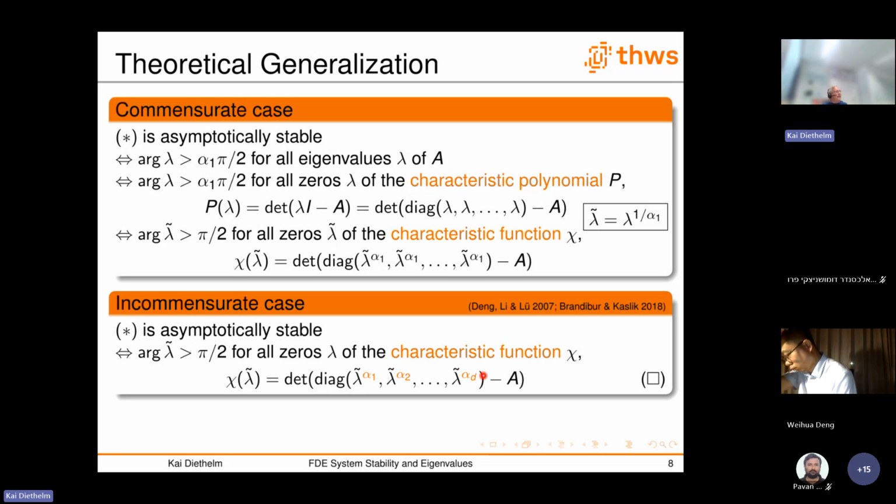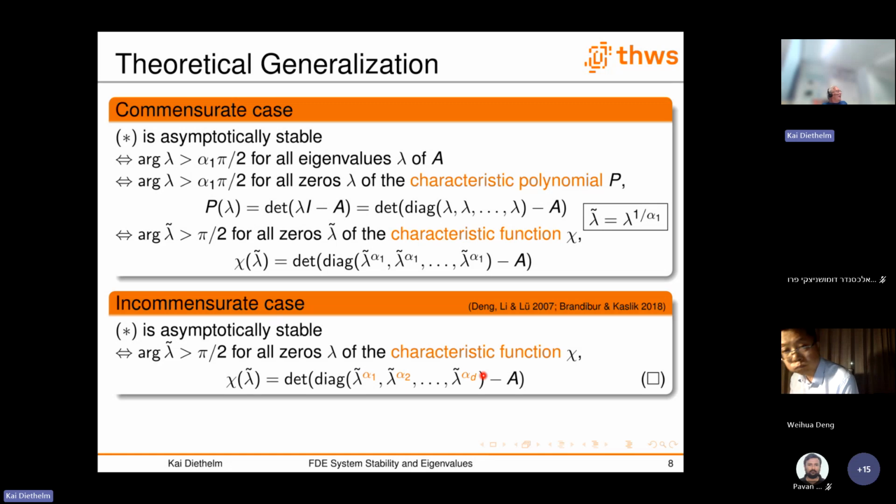We have to find its zeros. And if the absolute value of the argument for each of them is bigger than pi over 2, we can prove that this system is asymptotically stable. And that's not only an if, it is an if and only if. This is the very theoretic formulation that I talked about a couple of minutes ago. So this is the formulation which is equivalent analytically.